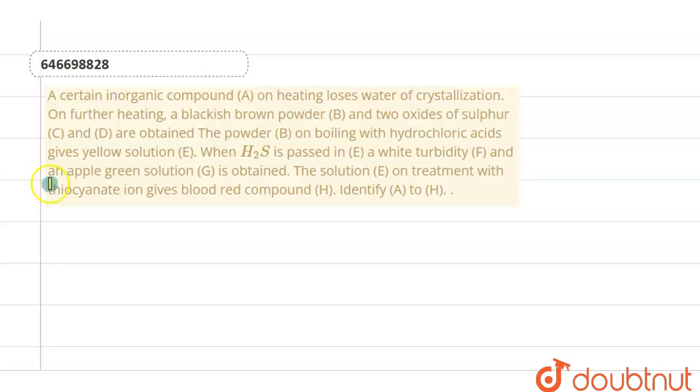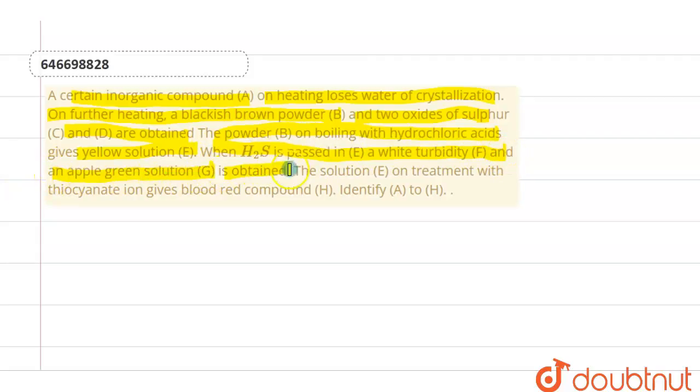Hello everyone. So today's question is: a certain inorganic compound A on heating loses water of crystallization. On further heating, a blackish brown powder B and two oxides of sulphur C and D are obtained. The powder B on boiling with hydrochloric acid gives yellow solution E. When H2S is passed in E, a white turbidity F and an apple green solution G is obtained. The solution E on treatment with thiocyanate ion gives a blood red compound H. So identify A to H.